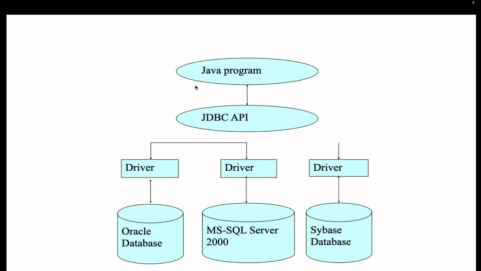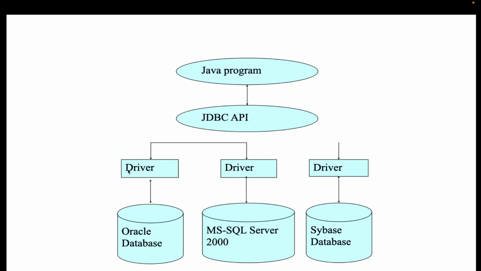In this diagram, you see that there's a Java program, right? So you are writing a Java program, and at the bottom, you see Oracle database, MS SQL Server 2000, Sybase database. These three are some examples of a database. How can the communication happen between your Java program and these databases? This is driven by some API. Java provides some libraries, the JDBC API, and that JDBC API basically connects with the help of some drivers.